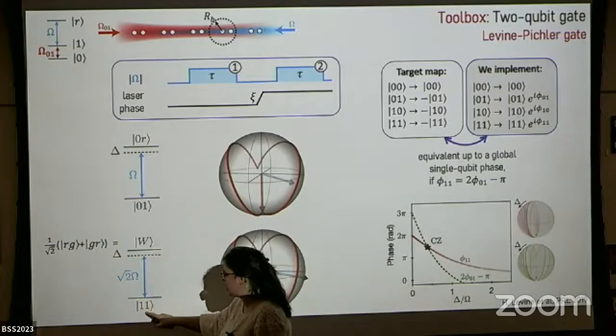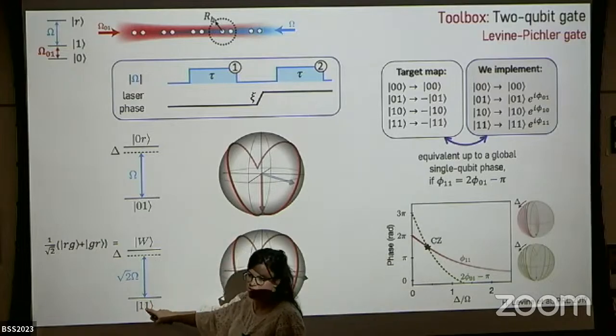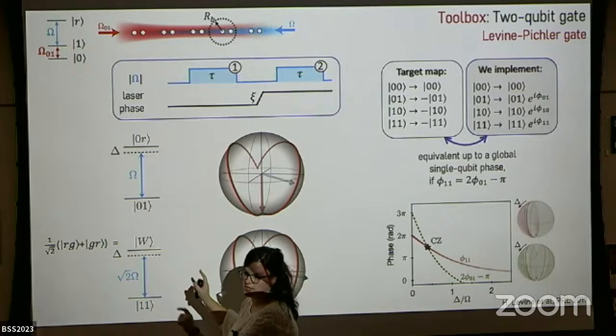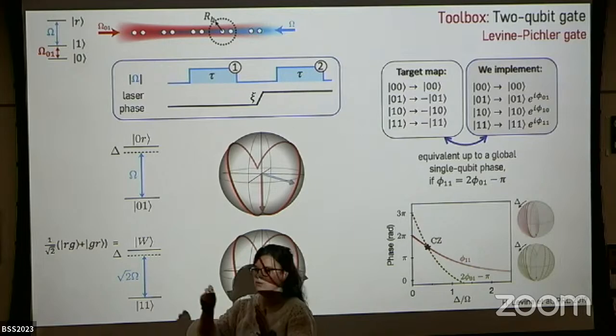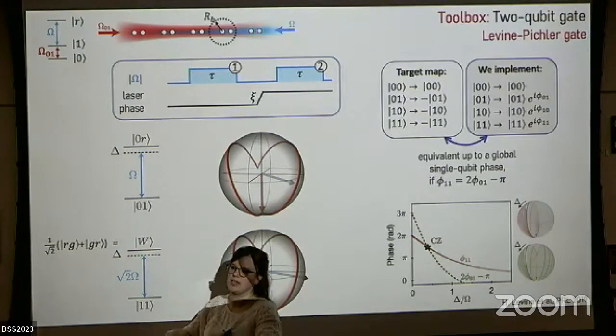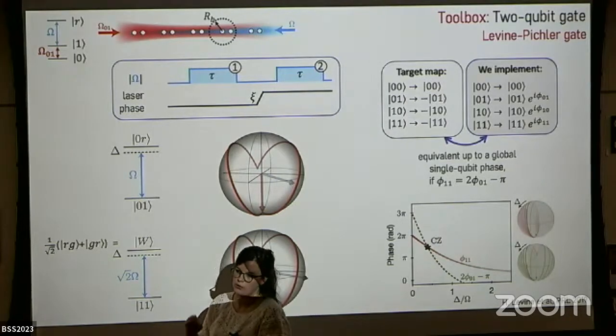Yeah, so the difference is that this state here is coupled to two different states: the one where the Rydberg excitation is on the left and the one where the Rydberg excitation is on the right. And so there is an enhancement of the Rabi frequency because of that.